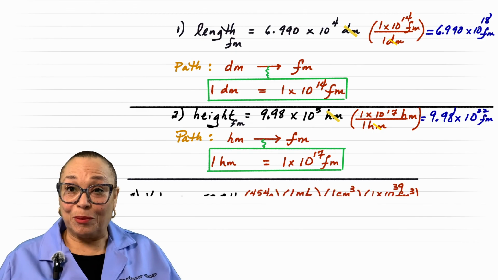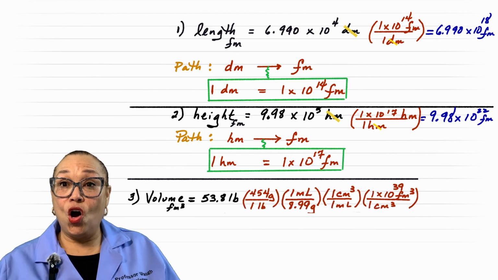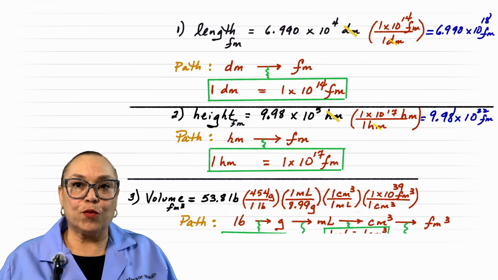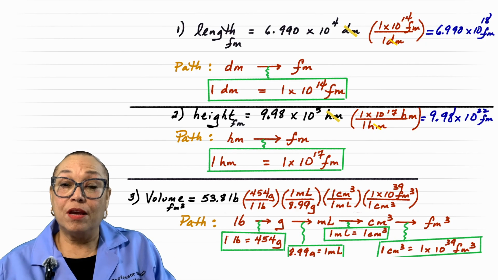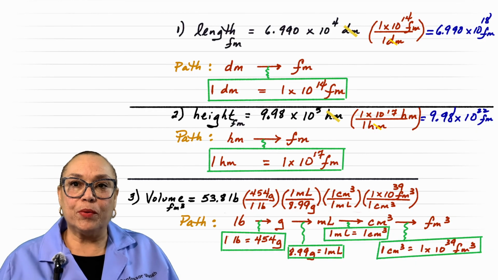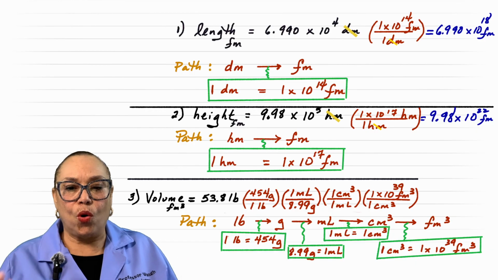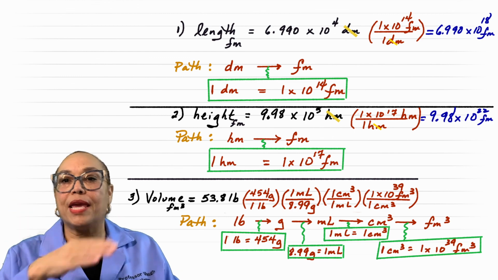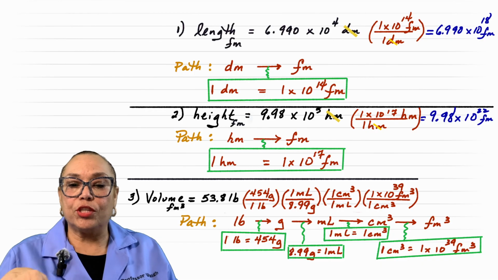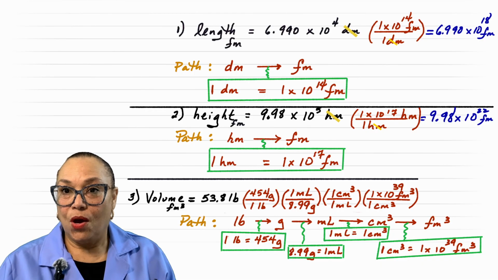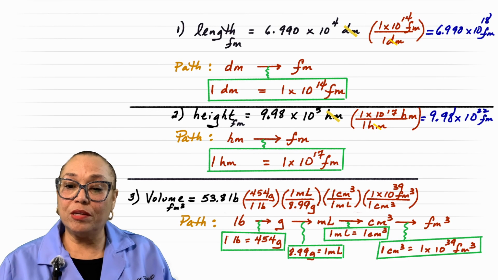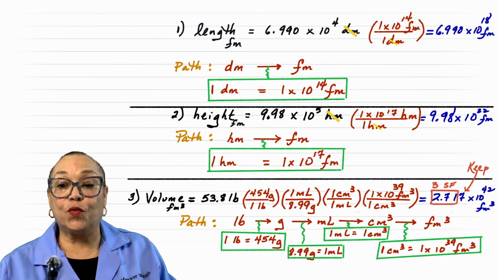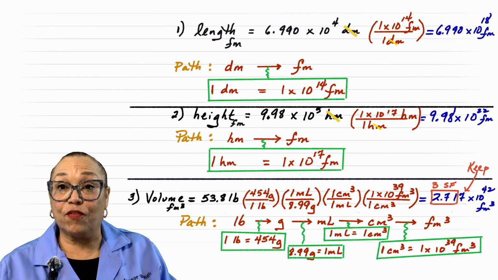And look at that volume. It is a long equation. It's a path, a multi-step path. Every arrow is a fraction from a definition. But remember, take your definition, always put what you're trying to get rid of in the bottom, the denominator, so that you can cancel out those units. Okay, so we end up with our volume being 2.717 times 10 to the 42nd cubic femtometers.